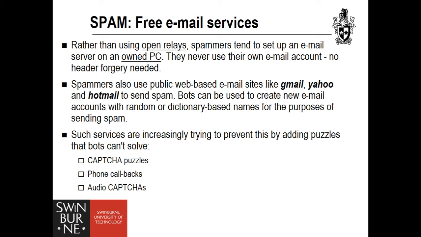Such services are increasingly trying to prevent this by adding puzzles that bots cannot solve, such as captcha, phone callbacks, audio captcha. This is why if you want to create a new Gmail, for example, Google will call us first. If we can answer the call, then they give us permission to create the email in Gmail.